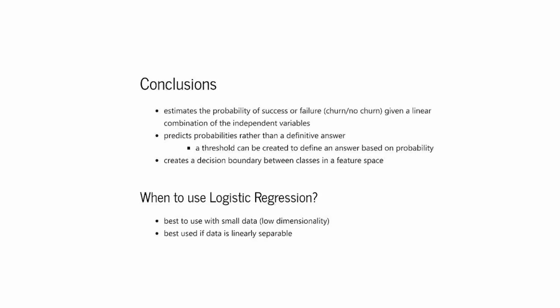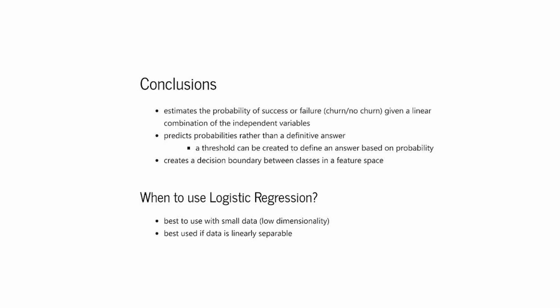So, what's our conclusion on logistic regression? Well, the output of logistic regression is basically probabilities of success or failure. In this exercise, we were predicting the probability of whether a customer will churn or not. The output is a linear combination of independent variables, so we can always use a threshold to define an answer based on a probability. And the decision boundary is a linear boundary between classes in the feature space.